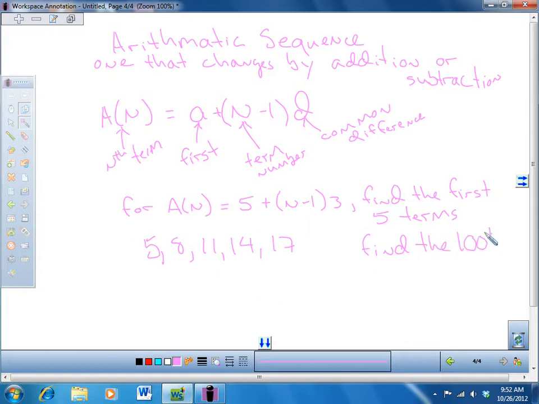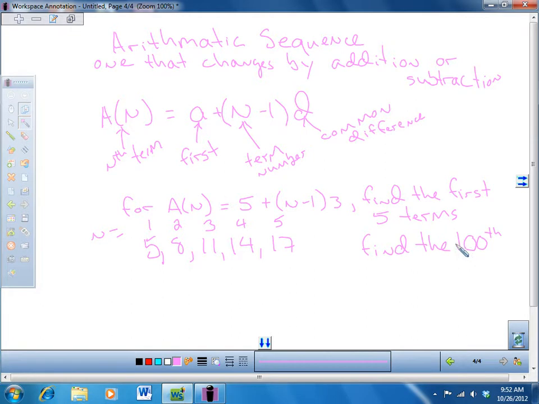Well, obviously you don't want to count up. So when I talk about terms, this is the first term, this is the second term, this is the third term, this is the fourth term, this is the fifth term, okay? So the fifth term is 17. The fourth term is 14. The third term is 11. To find the 100th term, go ahead, Jordan.